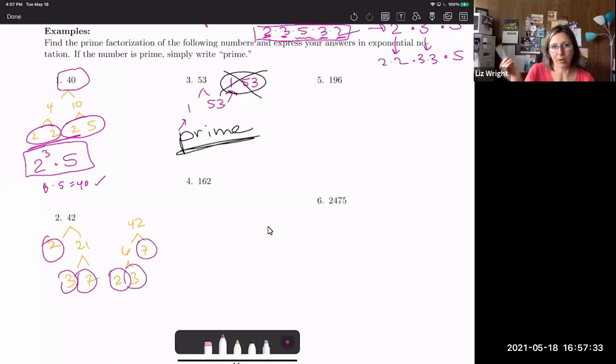So see, it doesn't matter what factor pair you choose. You can do whatever you want. We're going to write it in sequential or ascending order, and it's going to be 2 times 3 times 7. And that's going to be your answer for that one.